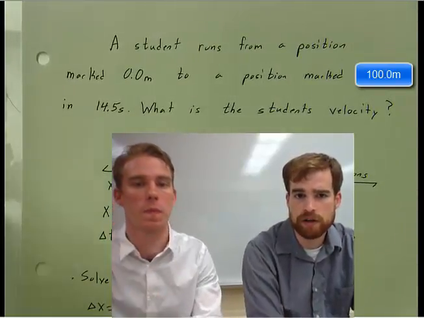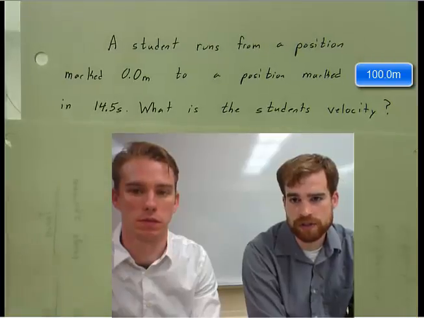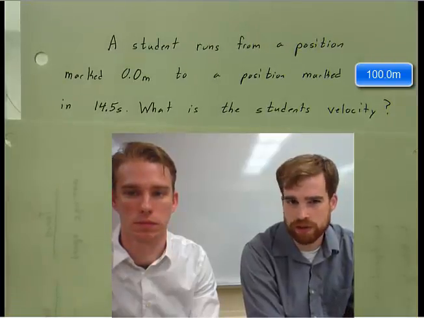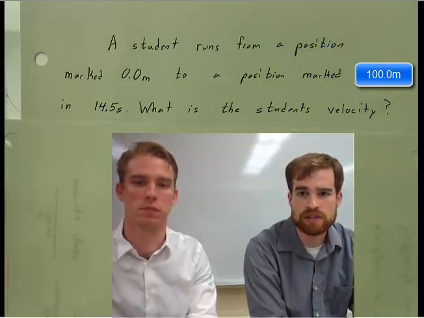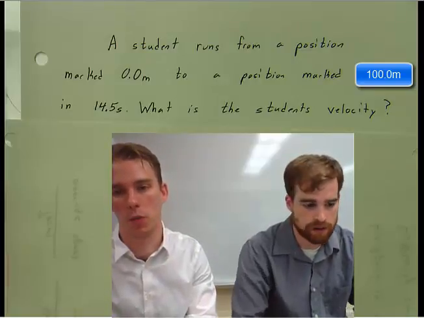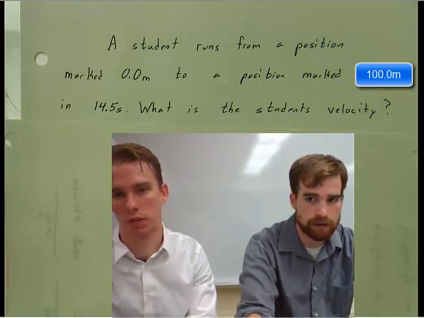Our example in this problem is that we have a student that runs from a position marked 0.0 to a position that was 100.0 meters in 14.5 seconds. What is the student's velocity? So take a moment: knowns, unknowns, equations.